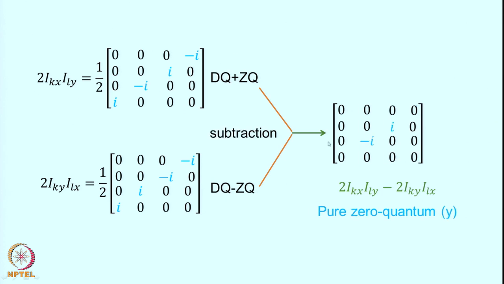Now suppose I do a subtraction of the same two elements, ikx ily here, iky ilx here, and take a subtraction. If we do a subtraction, I will get I and minus I here, and all other elements are 0. So what that means is I get pure zero quantum y. See the y coherence, pure zero quantum, and this remains as minus I, and therefore it is called y.